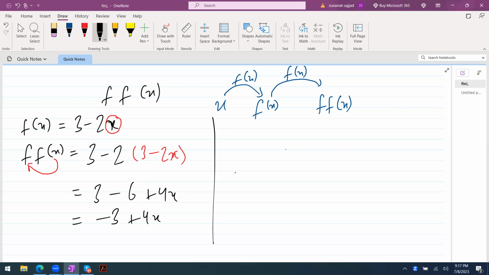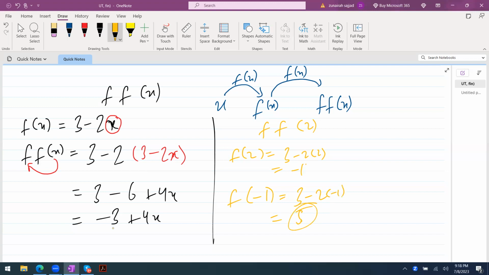Okay. You can also see from a diagram here, I'm just elaborating. For example, you want to find f of f of 2. First you will find f of 2. What is f of 2? 3 minus 2 times 2, 3 minus 4, minus 1. Then you again find, this answer becomes the question. Again you find f of minus 1. So 3 minus 2 times minus 1, 3 plus 2, 5.